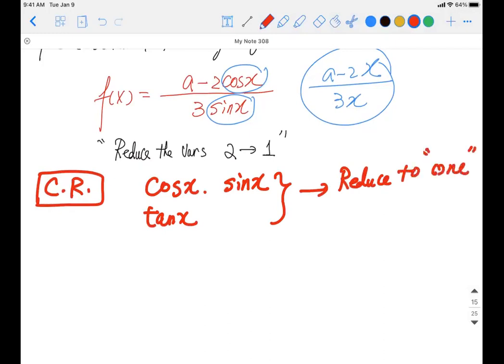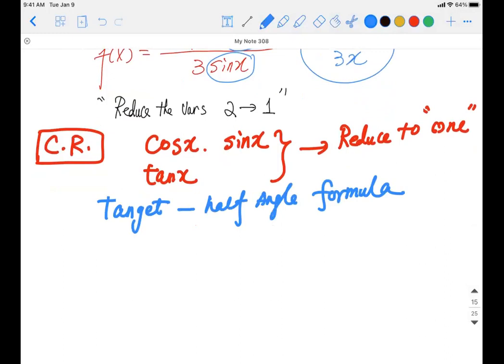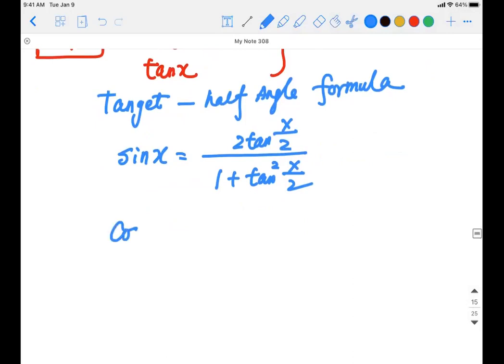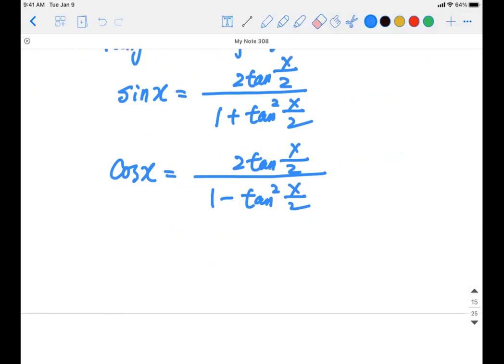There is a very important formula you need to remember. That's the famous tangent half angle formula. What is that? Sine x can be written as 2 tangent x over 2, over 1 plus tangent squared x over 2, like this. Cosine x equals, oh, excuse me, this is cosine here. Cosine is 1 minus tangent squared x over 2, over 1 plus tangent squared x over 2. Tangent x equals 2 tangent x over 2, over 1 minus tangent squared x over 2.